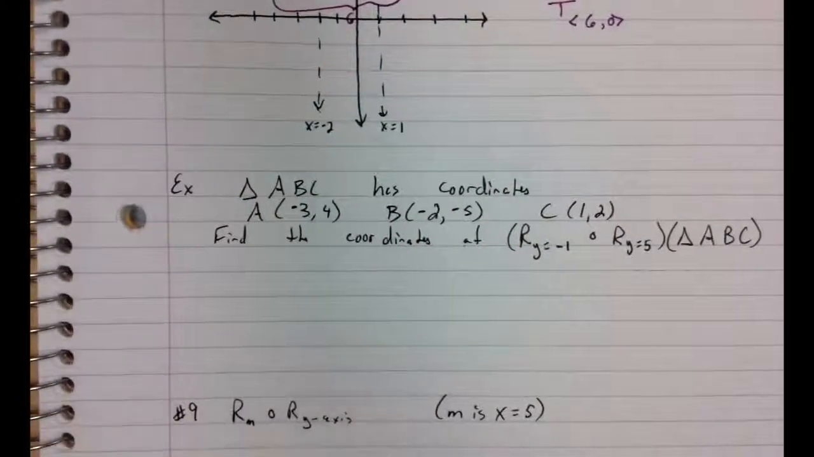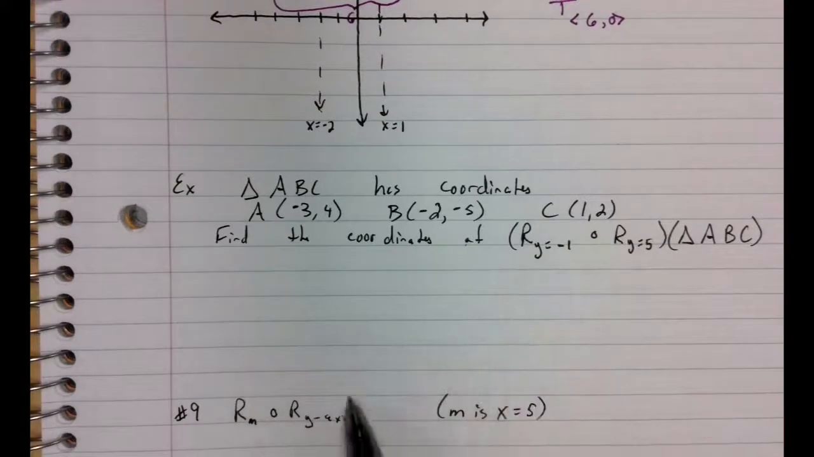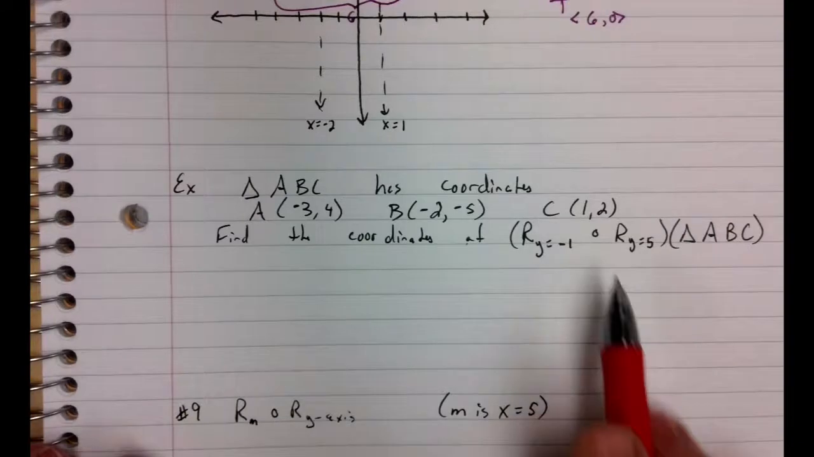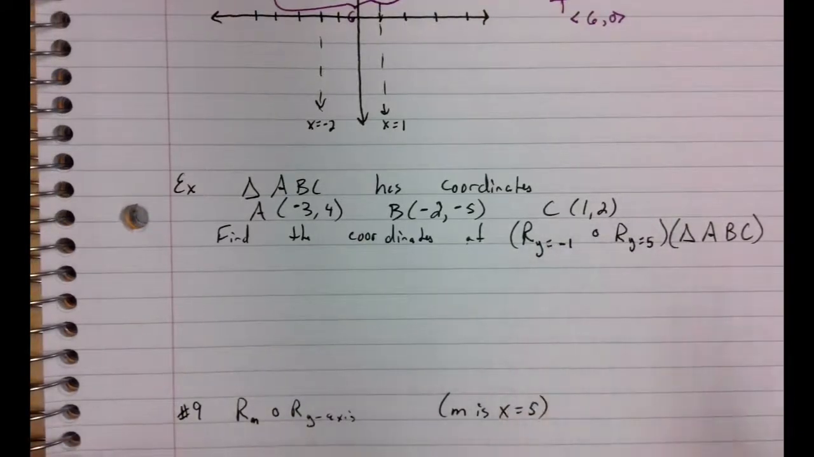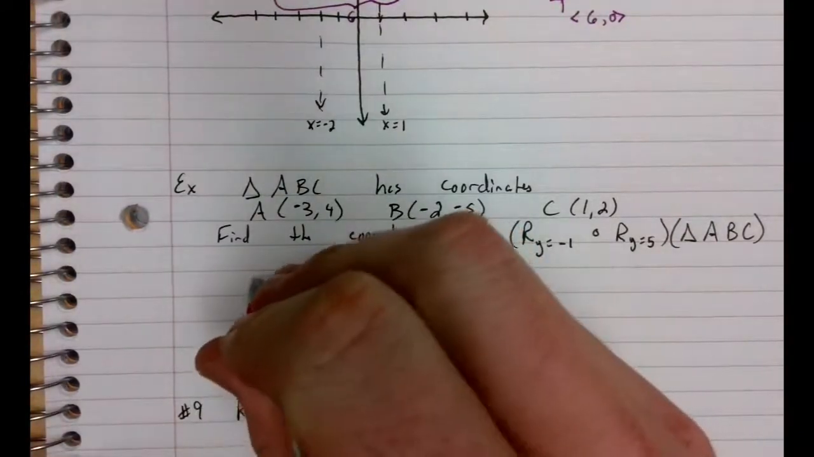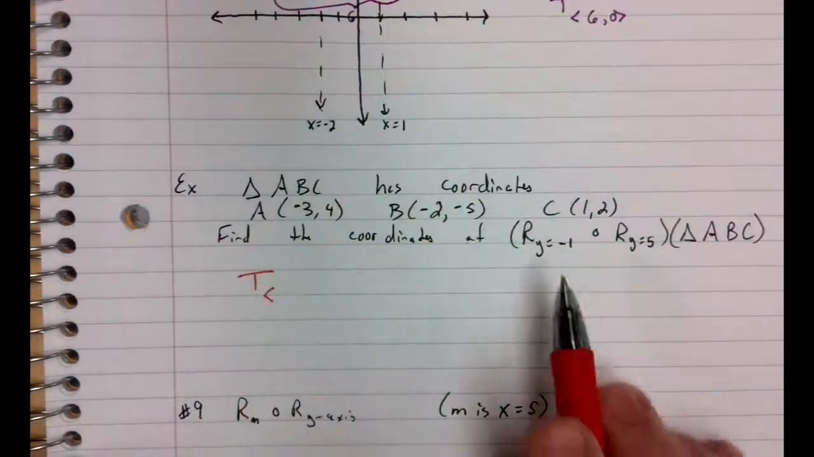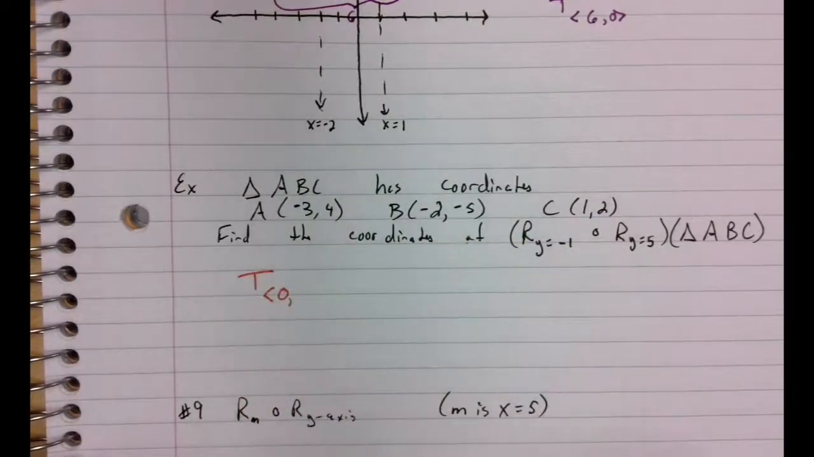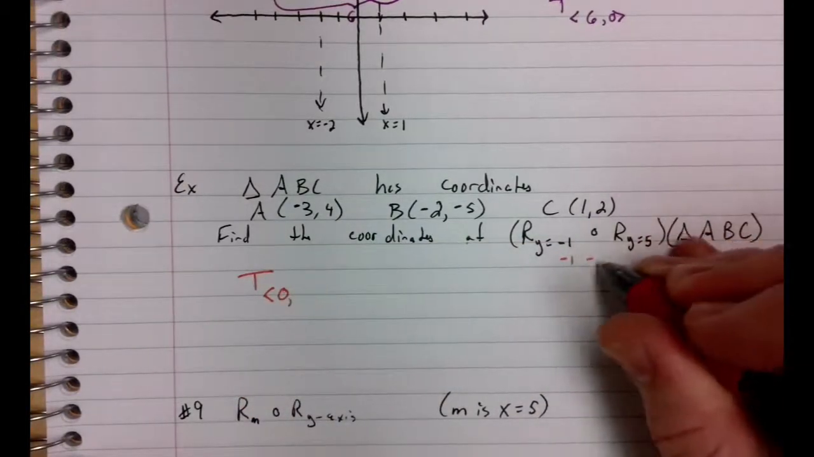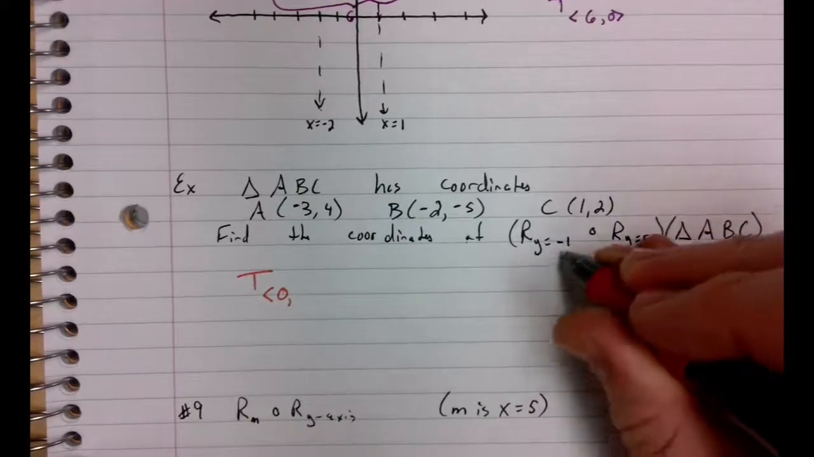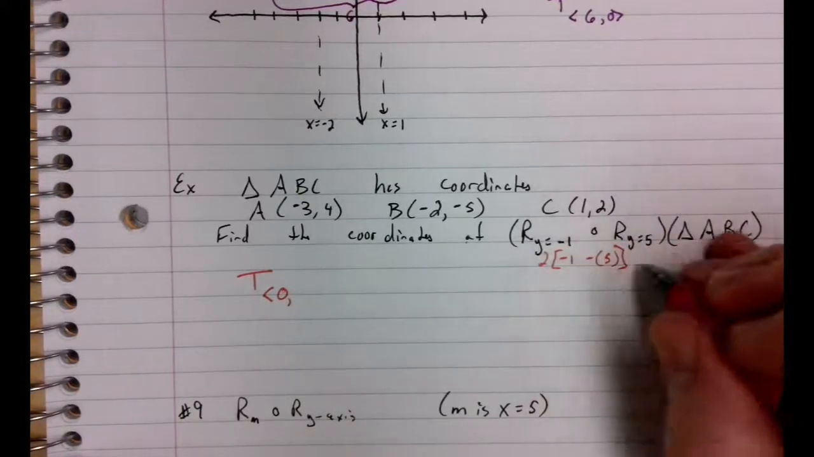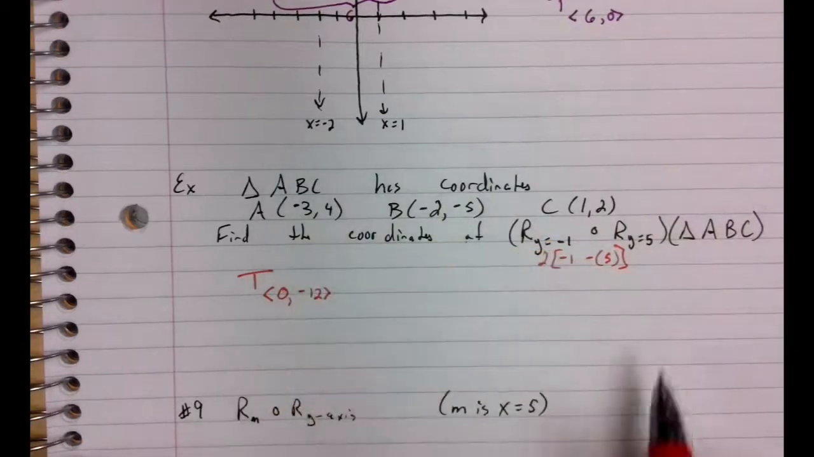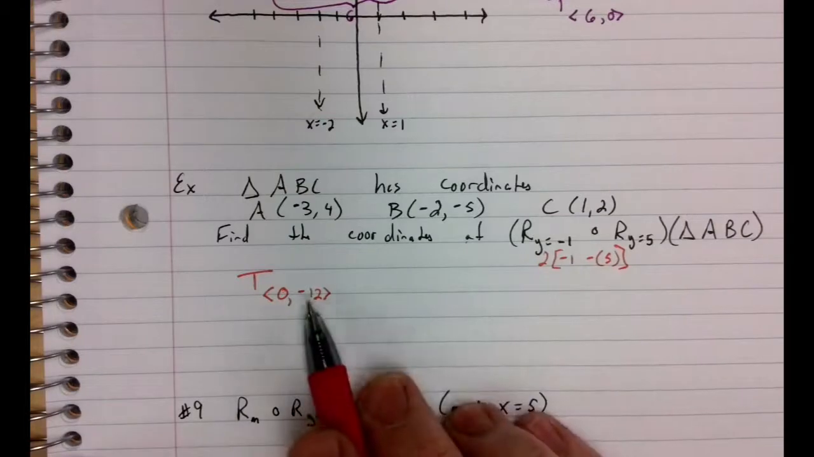So here's an example where triangle ABC has these coordinates, and I will find the coordinates of this composition of that triangle. Okay? First thing I'm going to do is just rewrite this as a translation rule. So here I know it's going to become the translation by a vector. These are both y values, so I know that x is going to be 0. Now I'll go ahead and do negative 1 minus 5 and double it. Negative 1 minus 5 is negative 6, times 2 is negative 12. So doing these two reflections will also just move it down 12 units.